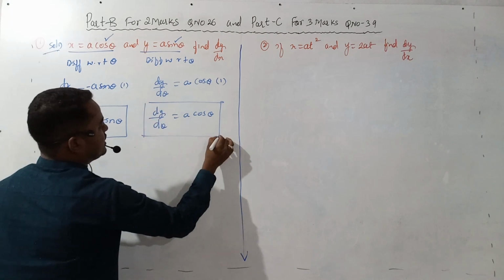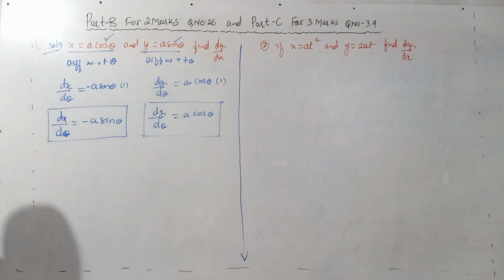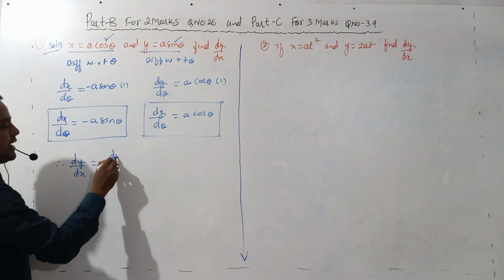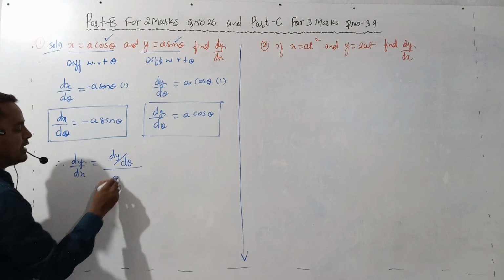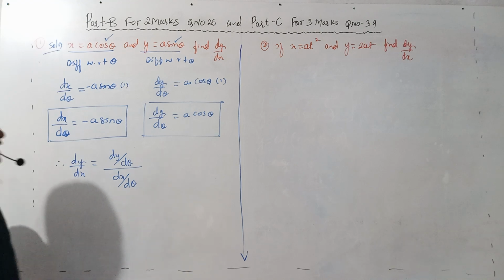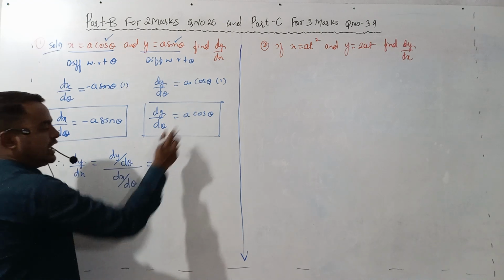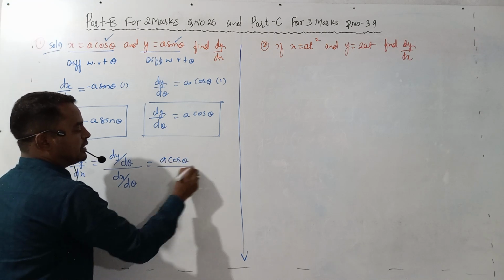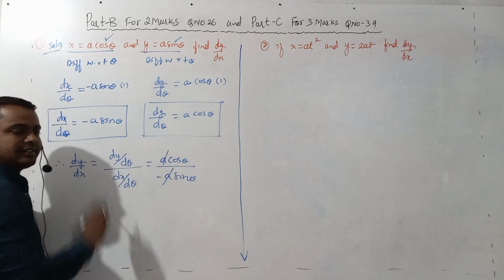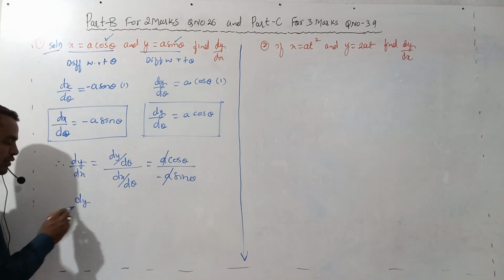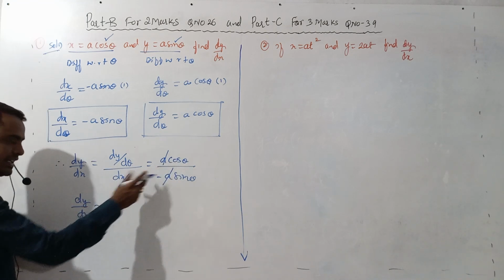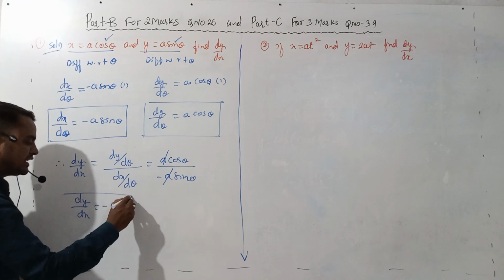Lastly, dy by dx is equal to dy by d theta divided by dx by d theta. dy by d theta means a cos theta. dx by d theta means minus a sin theta. Here a gets cancelled. Now dy by dx is equal to minus cos by sin. Cos by sin is cot theta. So dy by dx is minus cot theta. This is the final answer.